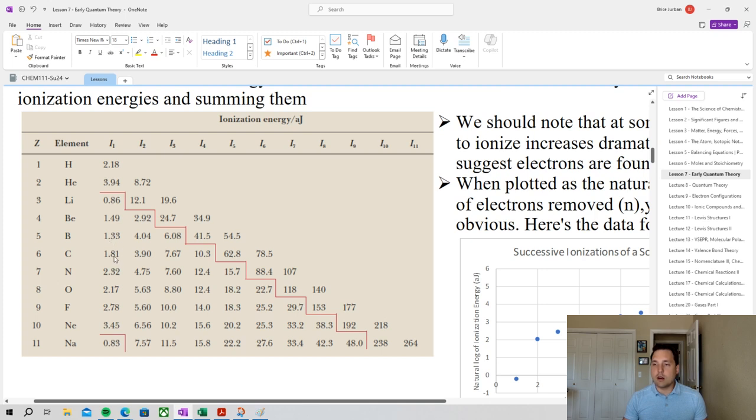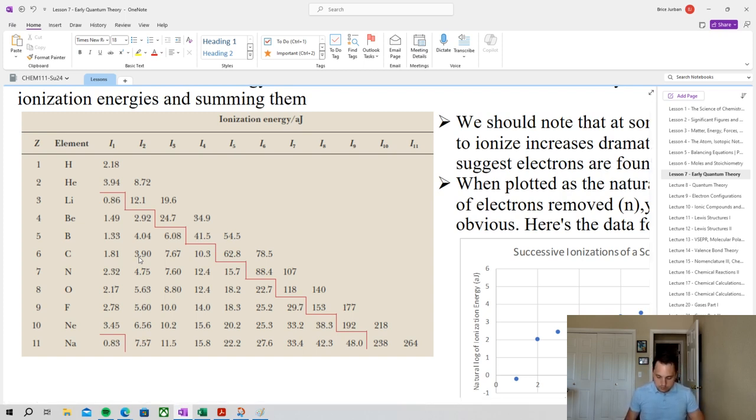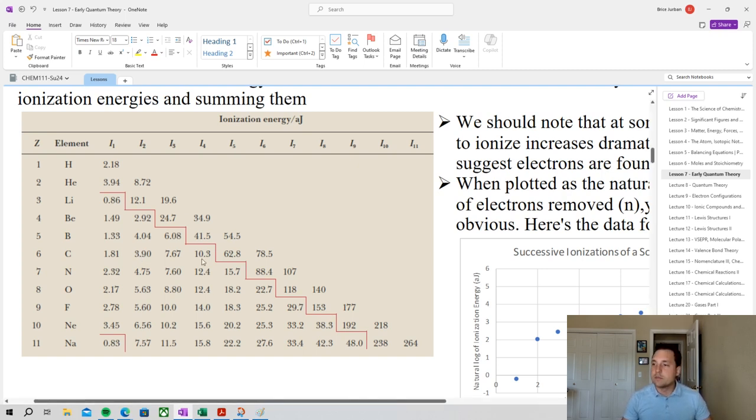If we take a look at carbon, for example, the requirement goes from 1.8 to 3.9 to 7.7 to 10.3. So as we remove more and more electrons, the energy requirement increases and increases. This is because as we remove successive electrons from an ion, we must overcome an increasingly greater electrical attraction between the positively charged ion and the electron that's being removed.